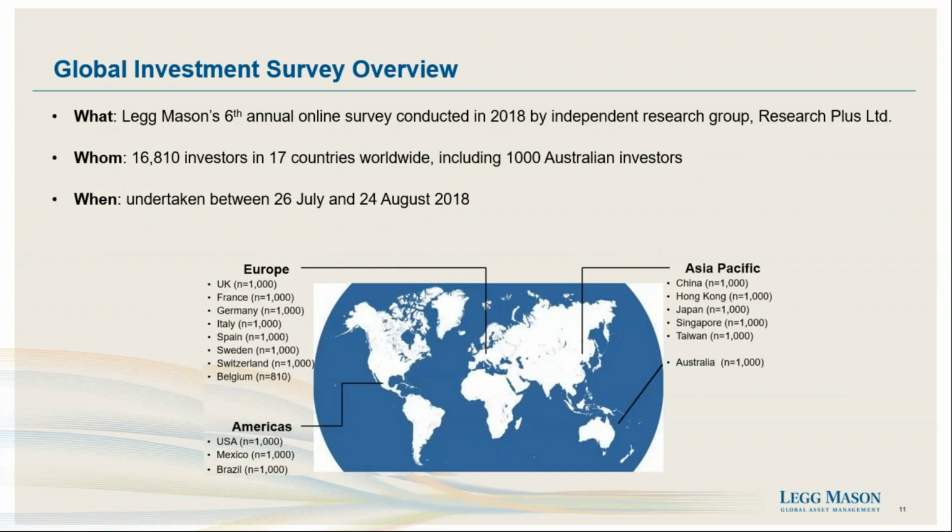So just a few of the data points. As I said, it's our 6th annual survey. It's conducted by an independent group who do that for us. We design it with them, but they do the research on the ground. There's just short of 17,000 respondents. It's basically 1,000 per country that we target. And the last survey we did was in the third quarter of last year, so July to August. We actually started publishing the findings from about December last year.